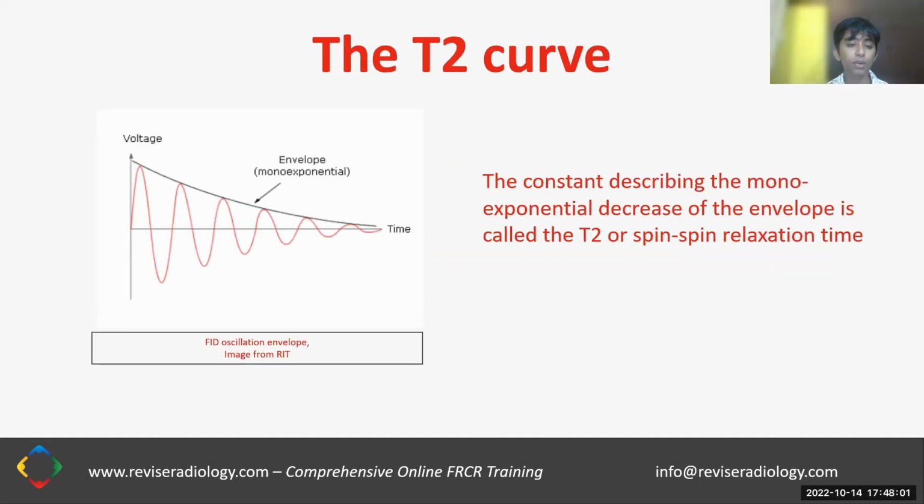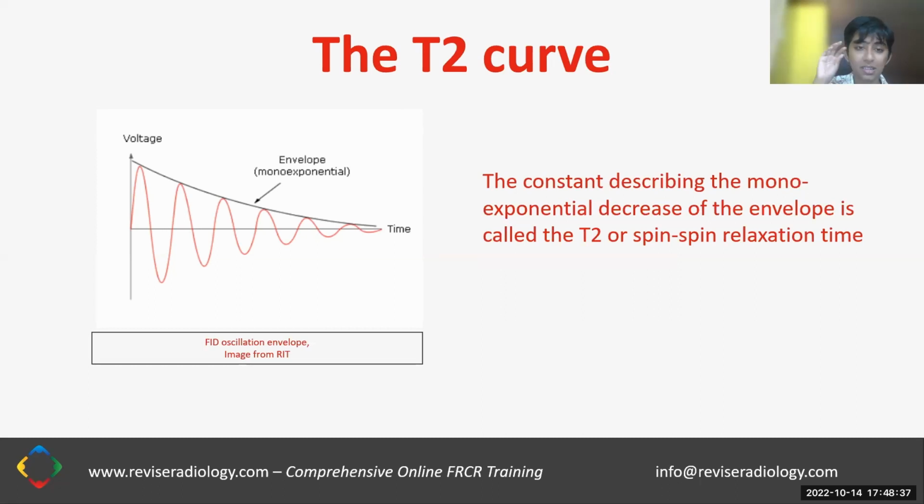So how do we describe this way in which it goes to zero in such a way that we get an image out of all of this? We're getting there. If you draw an envelope around those curvy lines, you get a mono-exponential decrease. Mono-exponential decreases can be described with a single time constant, and that time constant is known as T2, or the spin-spin relaxation time. It is this T2 that we will measure and show on the image.